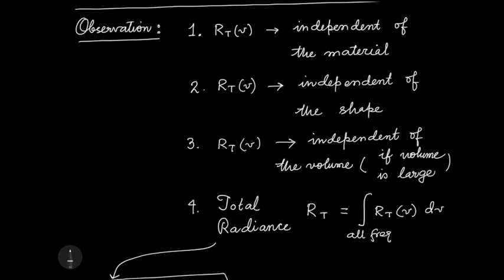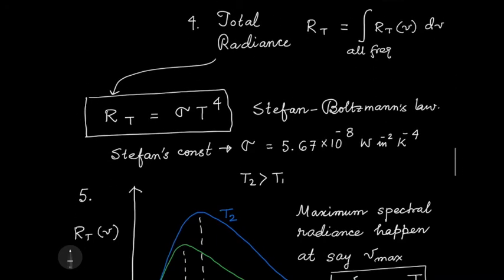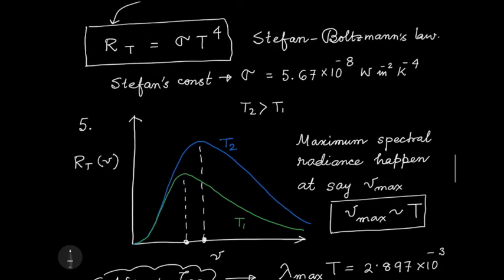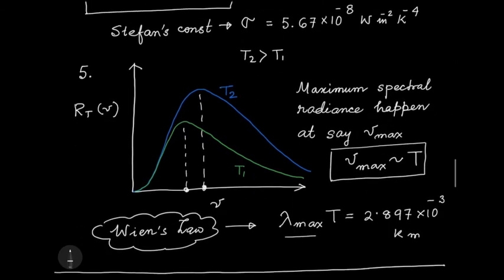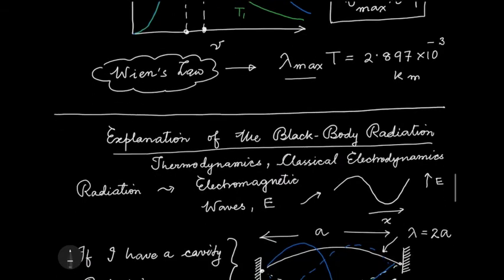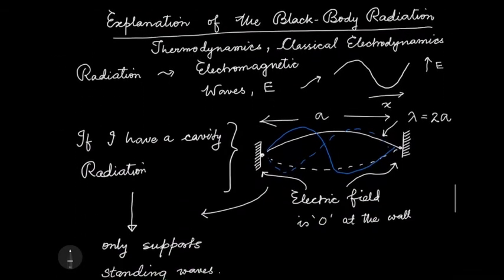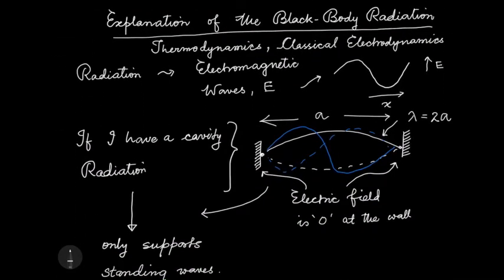It turns out to be independent of the cavity used to make the blackbody, independent of its material and shape. And if the cavity is large enough, if the volume is large enough, then it is independent of the volume also. The total radiation was proportional to the fourth power of temperature, and it had these spectral signatures. We talked about Planck's Law.